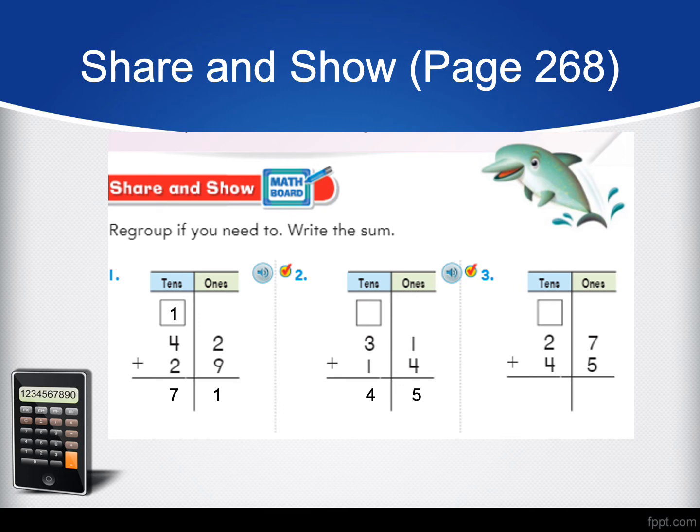Again we are going to look at 27 plus 45, and we are going to focus on the ones. So what is 7 plus 5? 7 plus 5 is 12. Can we write the whole number 12 here? No. We only write the ones in 12, which is 2 ones, and the 1 ten which is in 12 will be in the tens section.